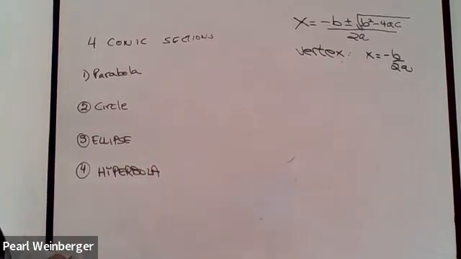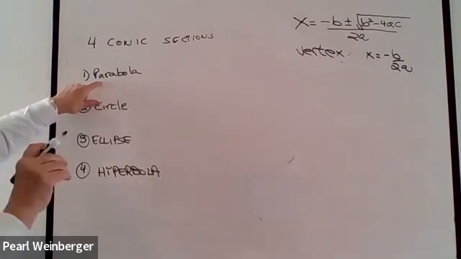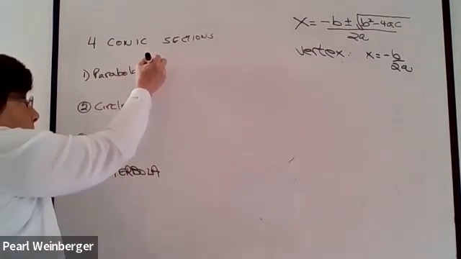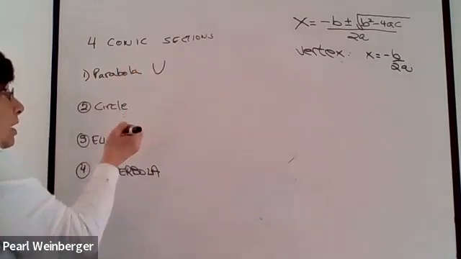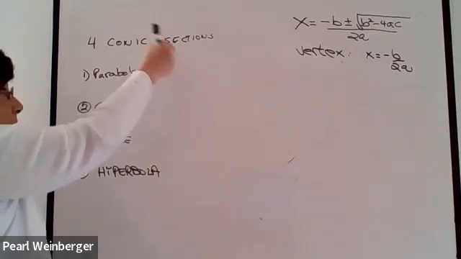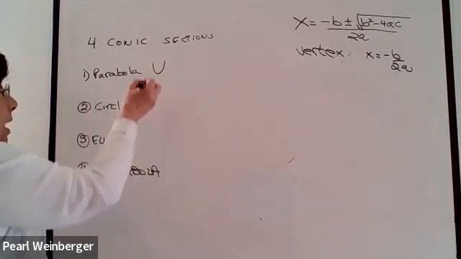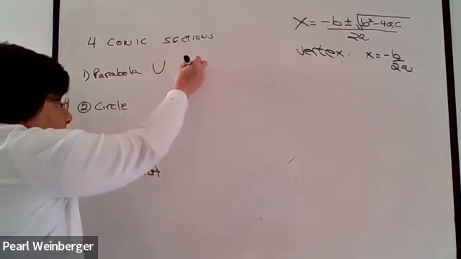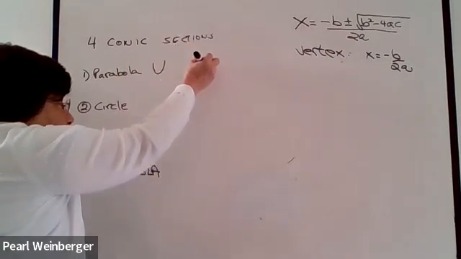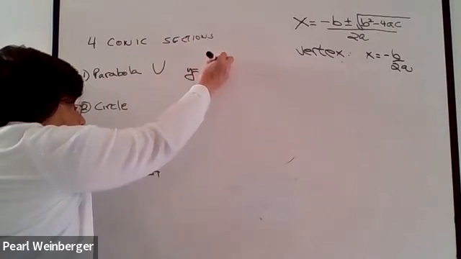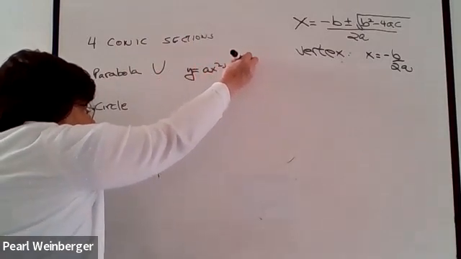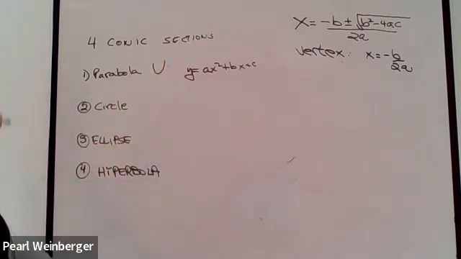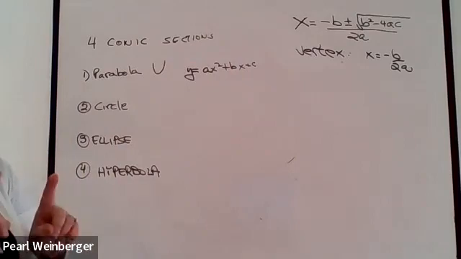Sometimes it just has one, just the x squared and not the y squared, or just the y squared and not the x squared. And that would be a parabola, and the shape of a parabola is U-shaped. Sometimes it opens up, sometimes it opens down, and usually the equation looks something like this: y equals ax squared plus bx plus c, where we have an x squared, but there is no y squared. Only one of the variables is squared.